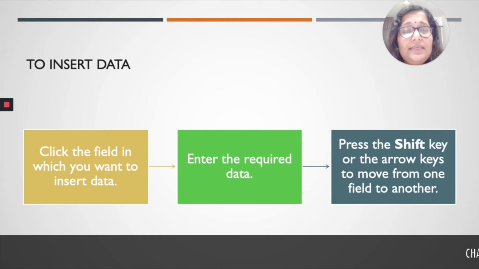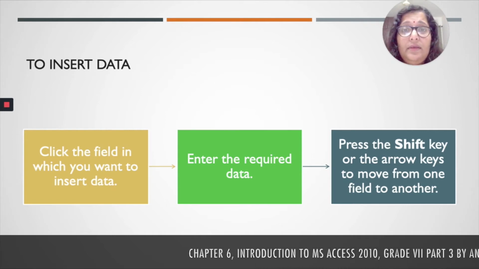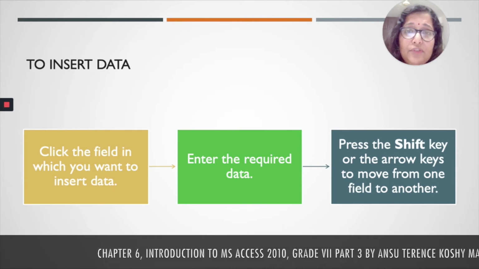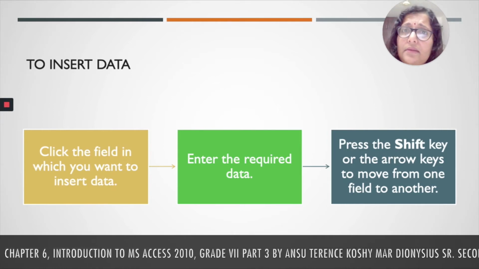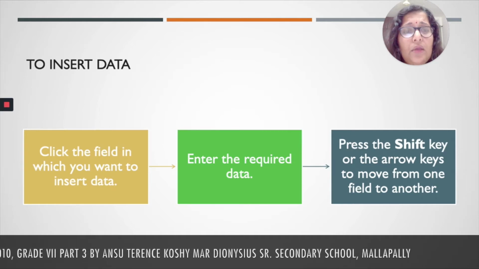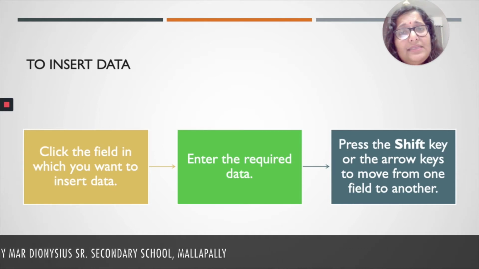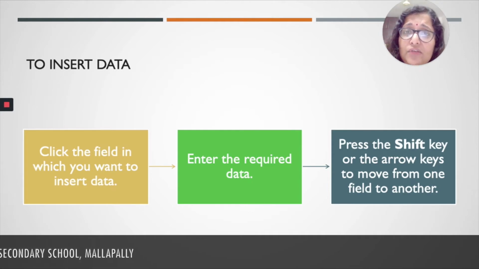To insert data, click the field in which you want to insert data. First, you need to click on the field or the cell in which you want to enter the data. Enter the required data. Press the Shift key or the arrow keys to move from one field to another. To move from that cell to the next cell, you have to use either the Shift key or the arrow keys.